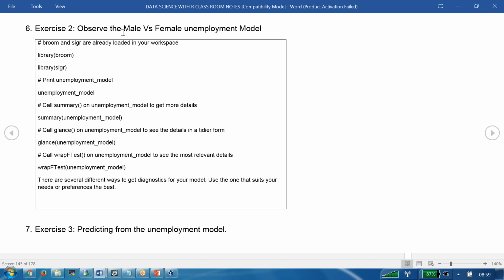What is this example? Observe the male and female unemployment model. We are going to give 10 years of data about how male and female unemployment is available. For the 11th record, I will give only female unemployment, and the system will calculate male unemployment. Wow, beautiful. For the 11th record, I will give male unemployment, and the system will calculate female unemployment, vice versa. Are you getting my point?